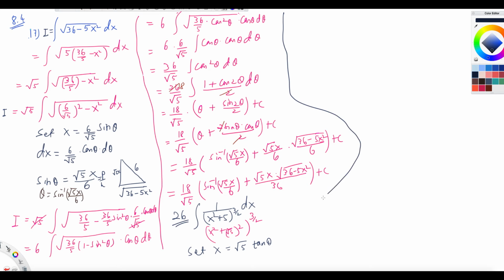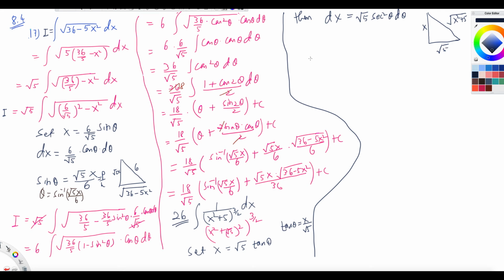Then what do you get if you do that? What will be dx? So dx will be root 5 secant square theta d theta. And also if you make a right triangle, you get tangent theta equals what? Tangent theta equals x over root 5, right? That is perpendicular over base. So this is x, this is root 5. So what will be the hypotenuse? The hypotenuse will be root of x squared plus 5, because x squared plus root 5 squared is x squared plus 5. So that is the right triangle.